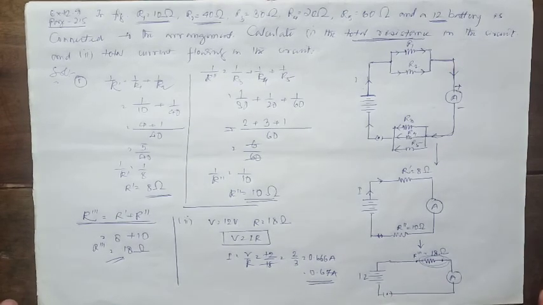Okay students, I hope you understood how to calculate the equivalent resistance in the given circuit, identifying the resistors connected in series or in parallel, and calculating the total current in the circuit, or the total circuit resistance, or the current flowing through different arms in the circuit.